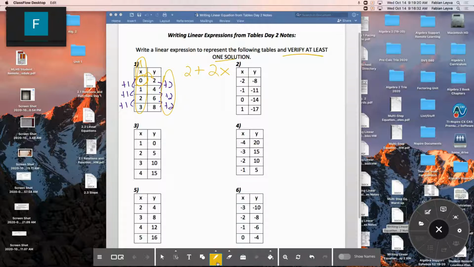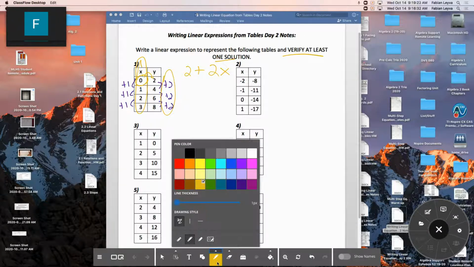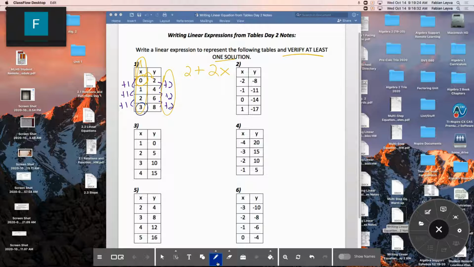So I'm going to try a 3. I'm going to do a different color so that way you can see it too. I'm going to plug in a 3 to see if I get an 8 out of my expression. So 2 plus 2 times whatever my x is, and my x is 3. Now looking at this, remember your rules of PEMDAS. There are no parentheses or exponents, but there is multiplication. 2 times 3 is 6. So I end up with 2 plus 6, which is 8. You'll notice that when you plug in a 3, you get an 8 out.